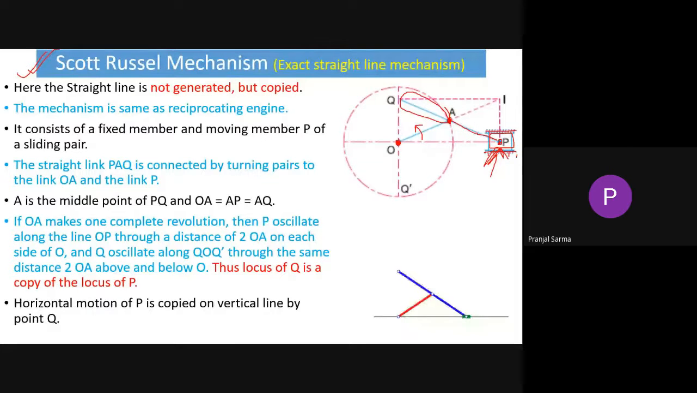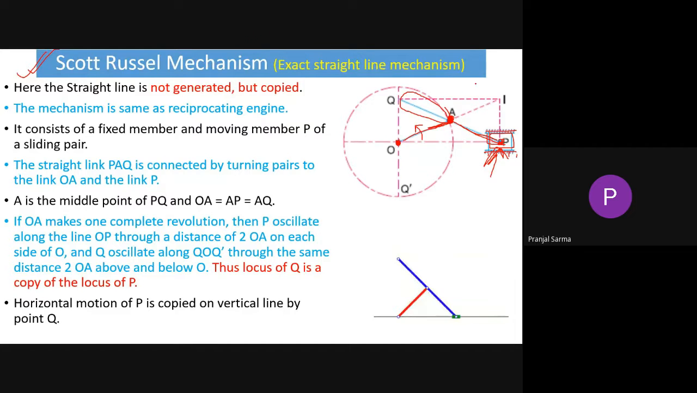So now this particular straight link, this link which is joining the end point of the crank to the slider, here also it is connected by a turning pin. To link what? To link this particular link and the link P. Okay, that means this is a pin joint.